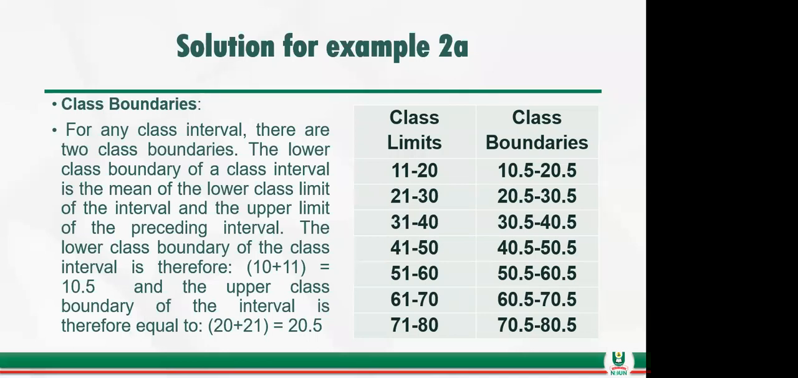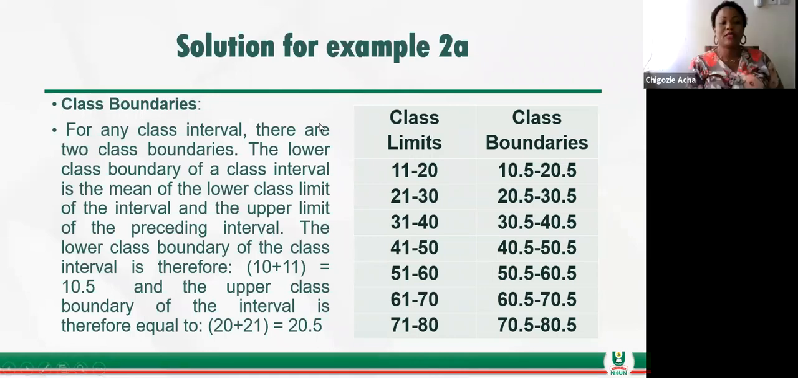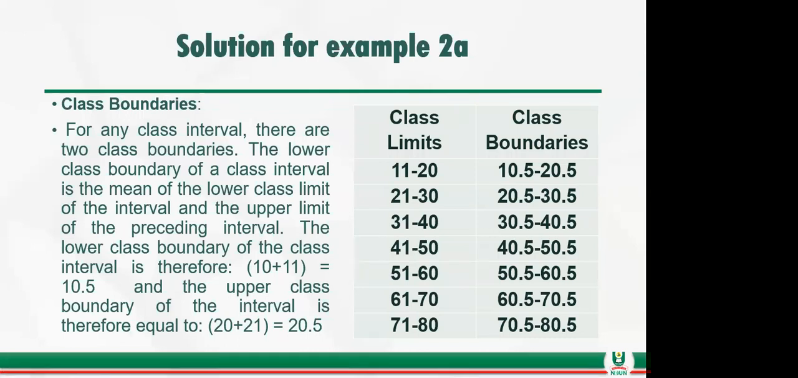Then the other side, which has the higher figures, they are the upper class limits. Yes, but I'm talking about the class interval now. Can you form a class interval if you're given a raw data set? Yes, ma'am. What's the first thing you're supposed to do?